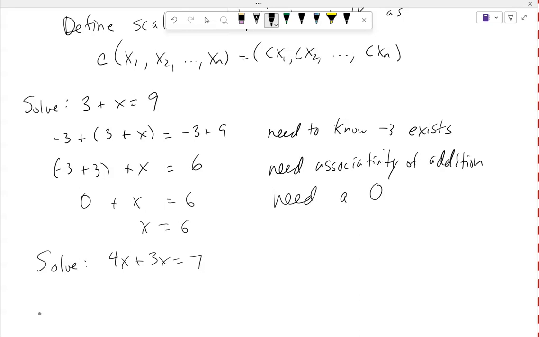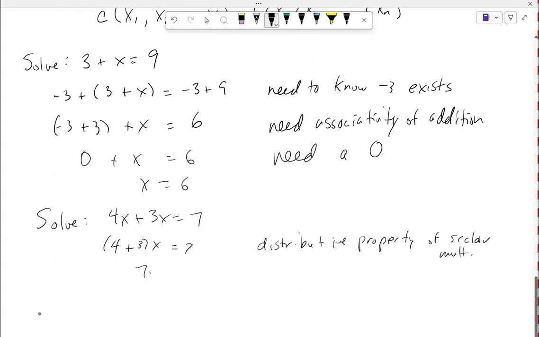So in order to combine this into 7x, really this is what you're doing, right? So this is a distributive property. There's actually two of them for scalar multiplication. Okay. It's a distributive property for scalar multiplication. I'll combine these to 7x equals 7. Now remember, the 7 is just a real number, so the fact that I have 1/7 is not an issue.